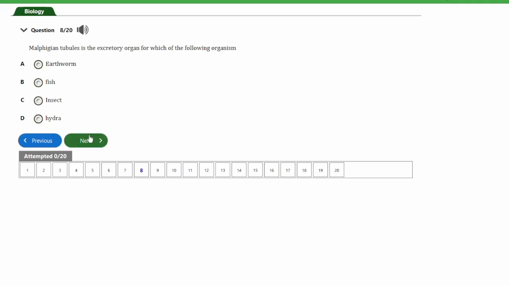So let's look at the next question, guys, and that's question number 8. It says, Malpighian tubules is the excretory organ in which of the following organisms? A, earthworm; B, fish; C, insect; D, hydra. So guys, the answer to this question is option C. The Malpighian tubules are excretory organs found in insects.